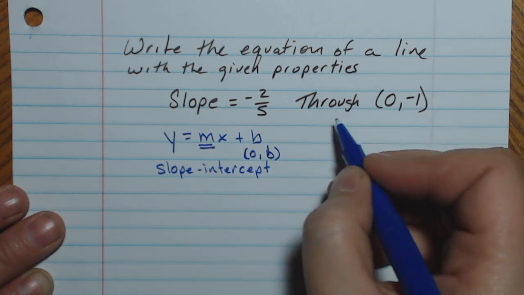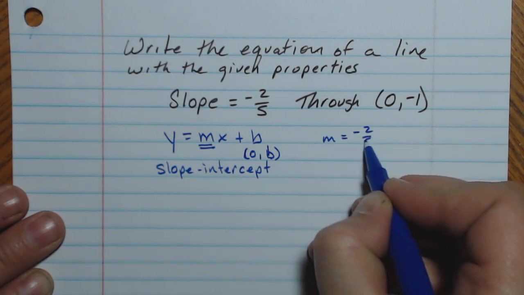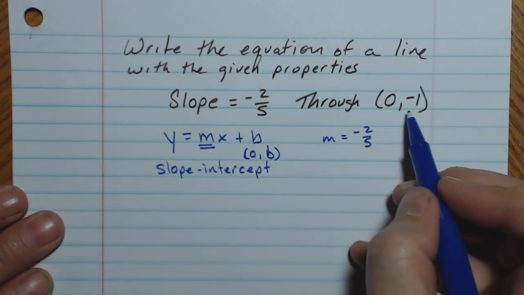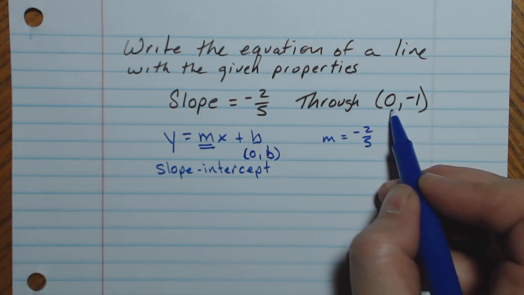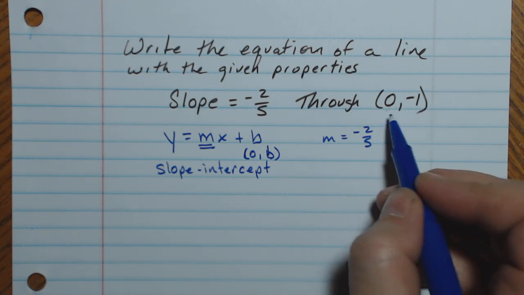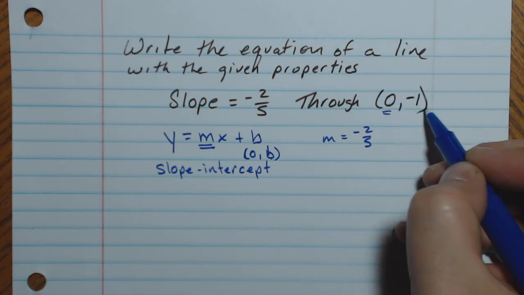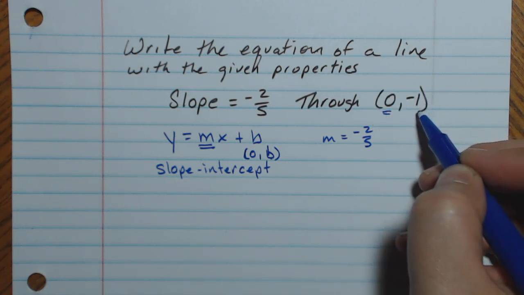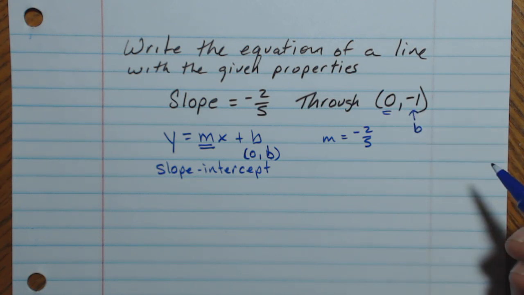So in this case, I'm given the slope, so I know m is -2/5, and I have a point, and this point actually has 0 as the x-coordinate. So they have given me the y-intercept. I recognize that because if the x-coordinate is 0, this is where the line crosses the y-axis. So the y-coordinate is going to be the b value.